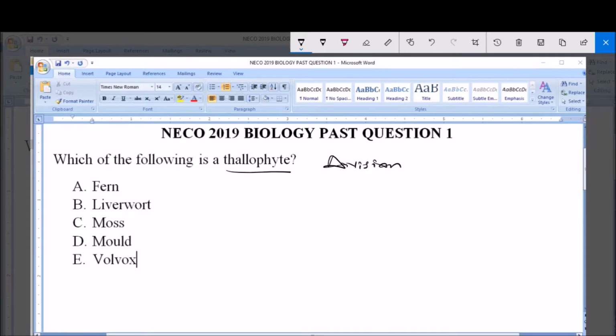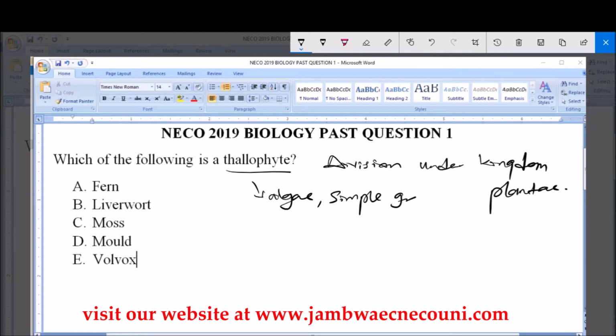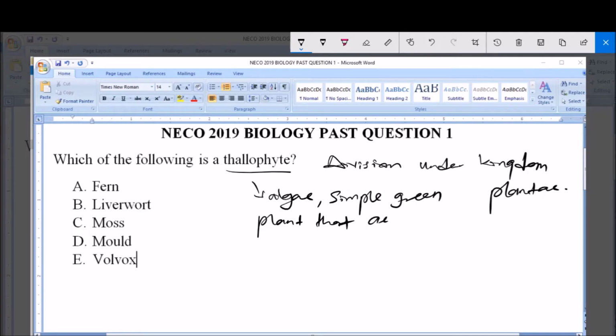Thallophyte is a division under kingdom Plantae, based on classification. Now, thallophytes, also known as algae, are simple green plants that are all aquatic. So they are simple green plants. You can call them simple aquatic green plants.